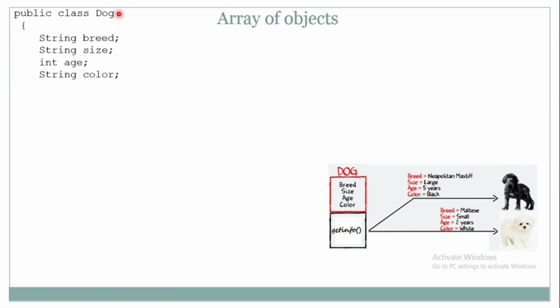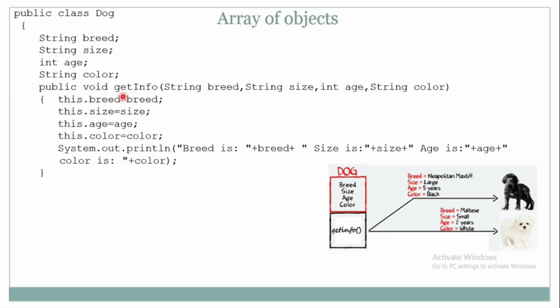The class with the name Dog has breed, size, age, and color as instance variables. And here is a method. In this method, we'll just be initializing. As you can see, breed, size, age, and color here are local variables. So here we are initializing the instance variables. The value from the local variable is assigned to an instance variable.